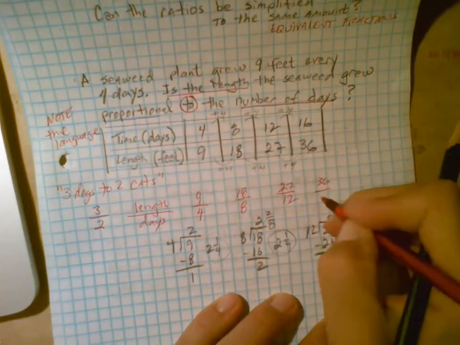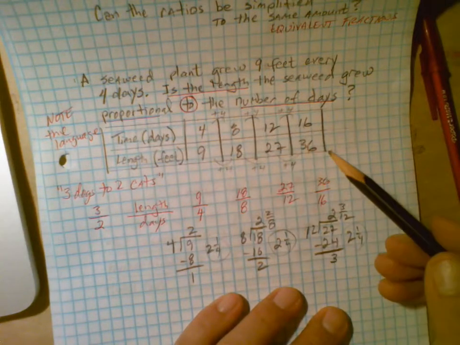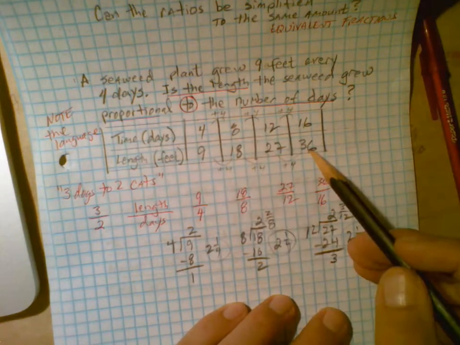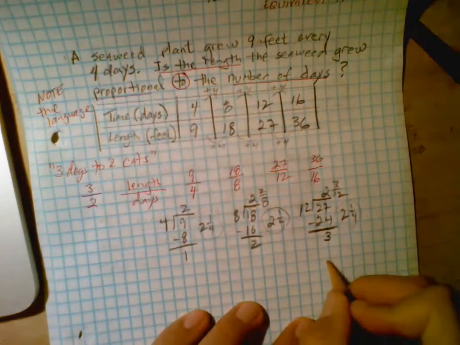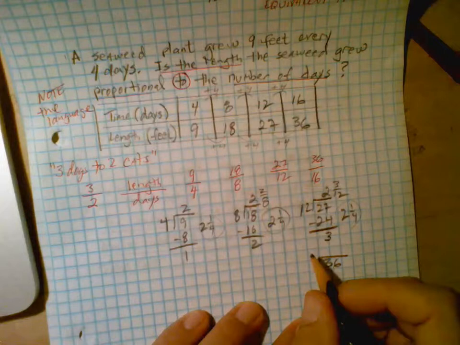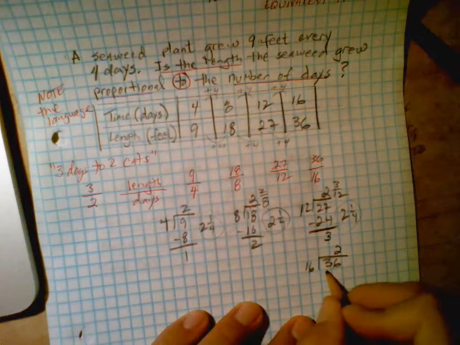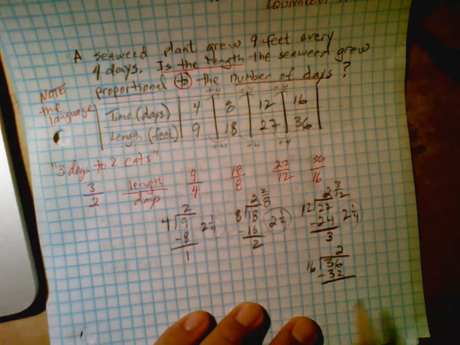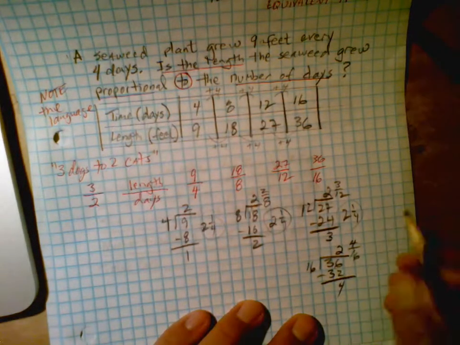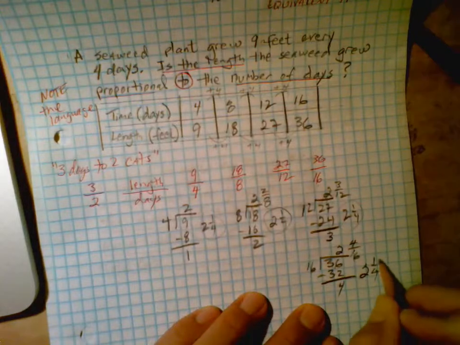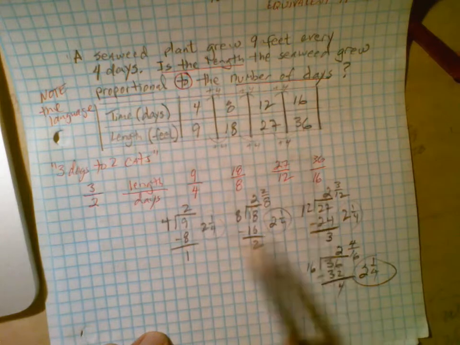36 over 16. You might be asking, do I have to check every ratio? If it's going to be proportional, yes, every one has to be checked. So I'm going to have 36 divided by 16. How many 16s are in 36? I can get 2. 2 times 16 is 32. 36 minus 32 is 4. So I have 2 and 4 sixteenths. And 4 sixteenths also simplifies to 1/4, so it's 2 and 1/4. So each ratio simplified to 2 and a quarter.